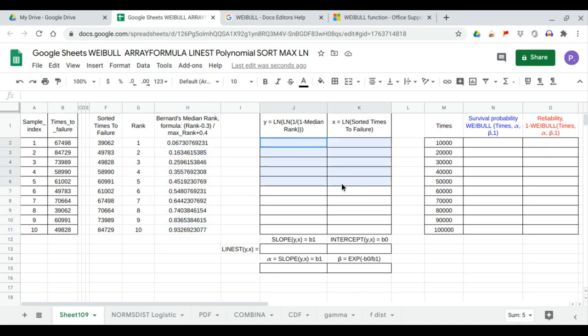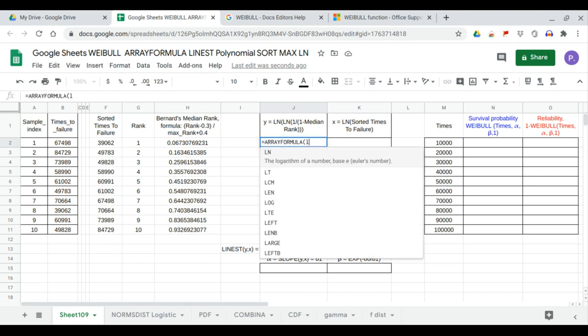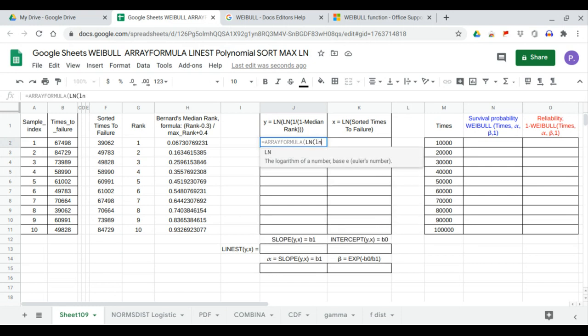Now we can calculate the values of y and x, starting with y, which is the logarithm of 1 over 1 minus median rank. So the values of y will be array formula ln 1 over 1 minus the median rank.